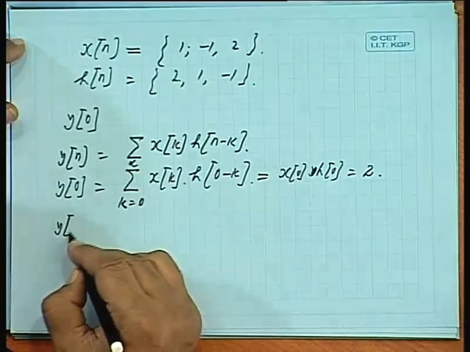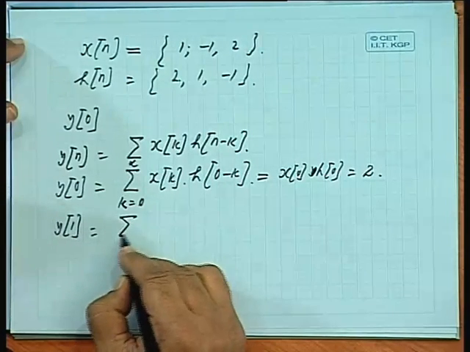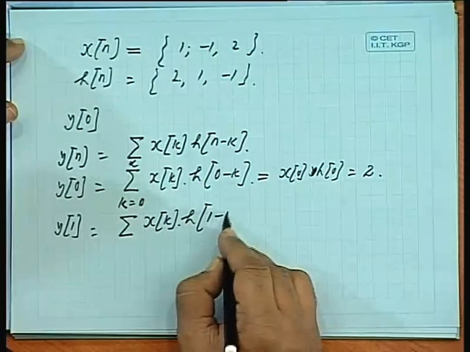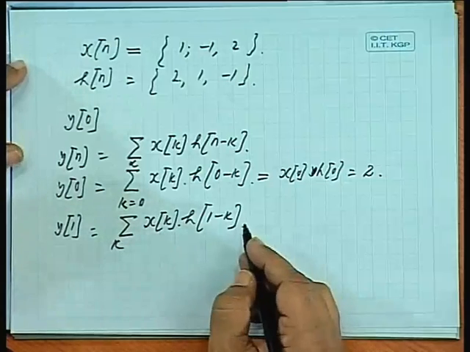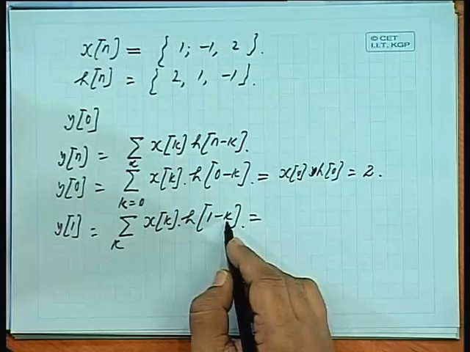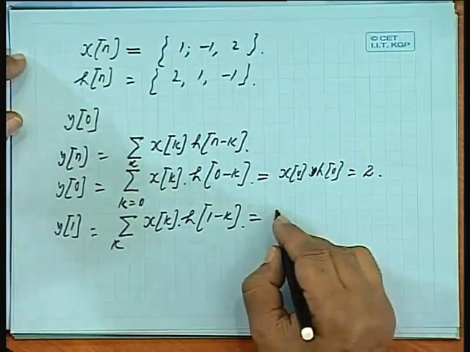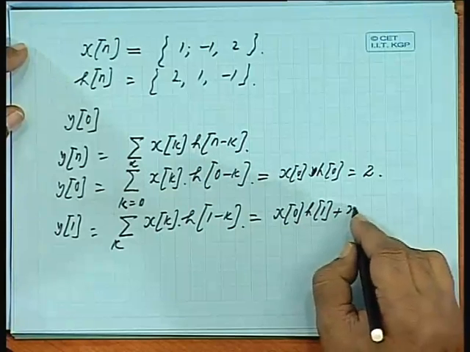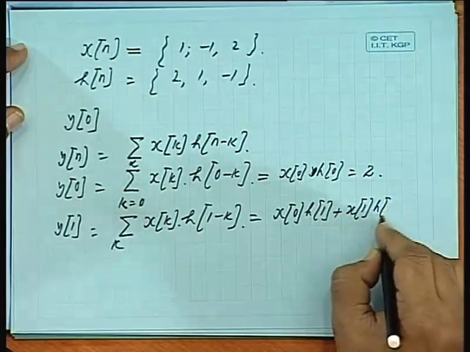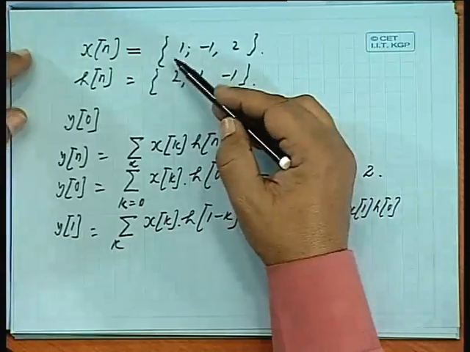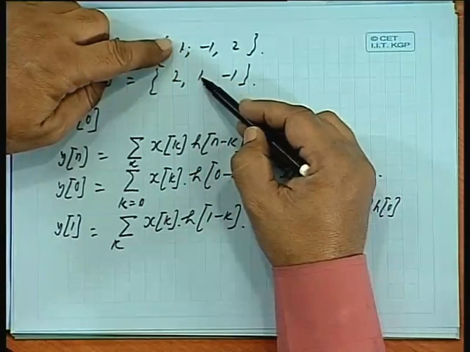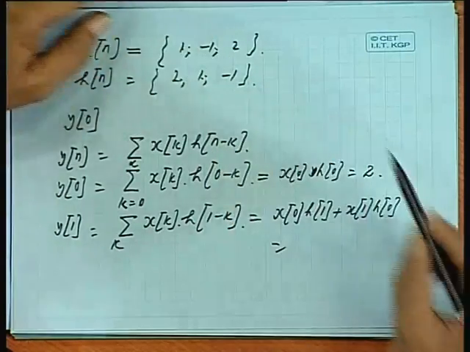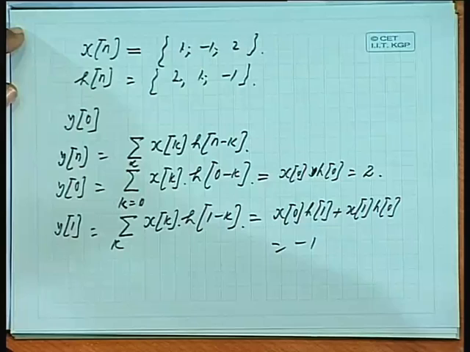What will be y[1]? x[k] h[1 minus k], vary k. So, if I take k equal to 0, this will be x0 h1 plus x1 h0, only 2 terms, and that is 1 into 1 minus 1 into 2. So, that gives me minus 1, okay, and so on.